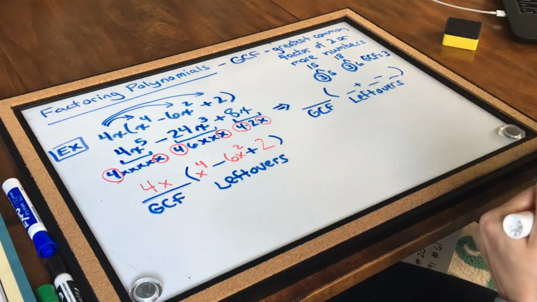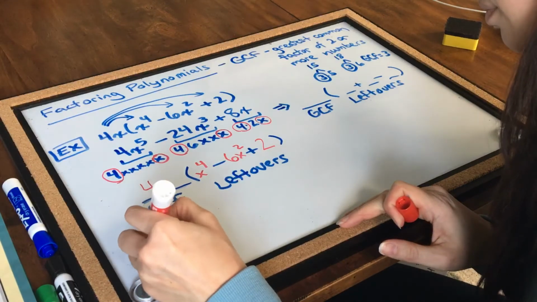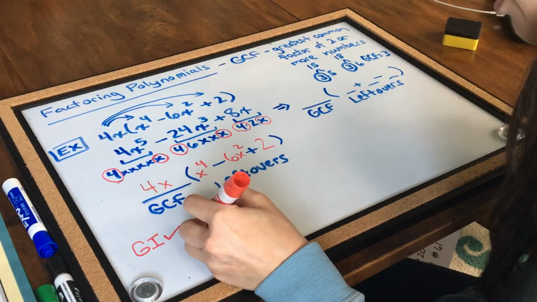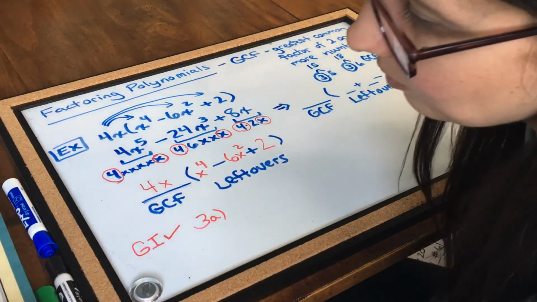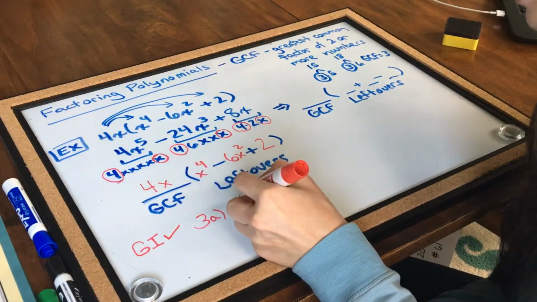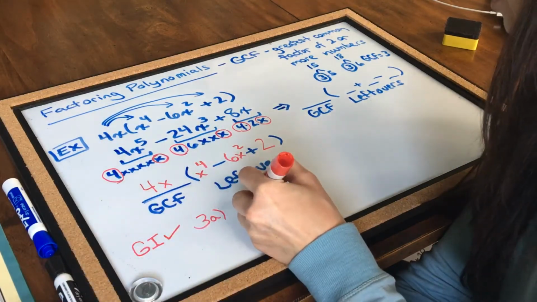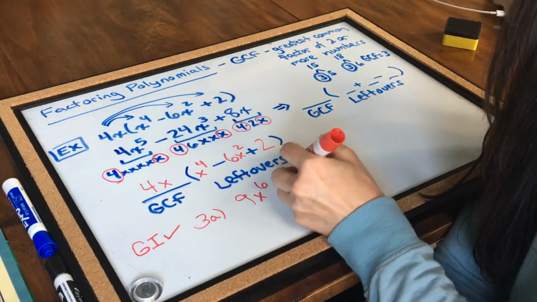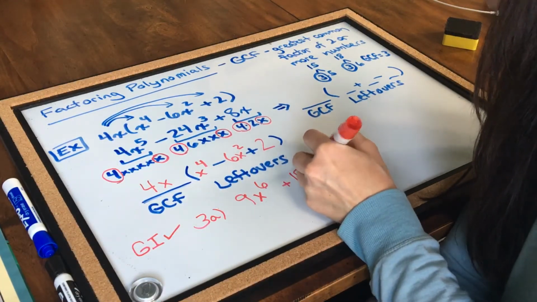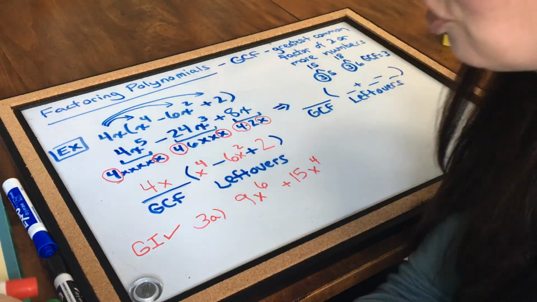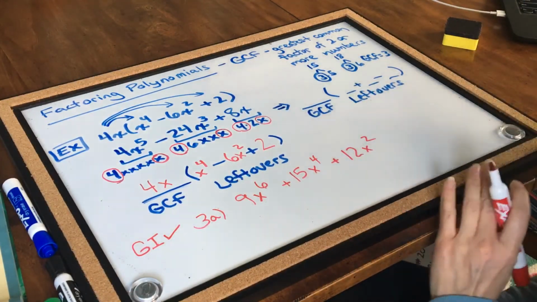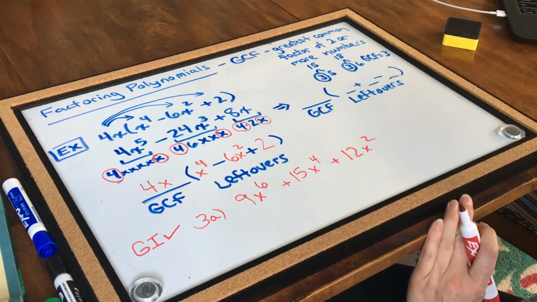So your gotta check, I think, was problem number 3, so we were doing 3A. And let me take a look at it. So it was 9x to the 6th plus 15x to the 4th, and then plus 12x squared. Okay, it's time to stop the video. Come back when you're ready with your answer.